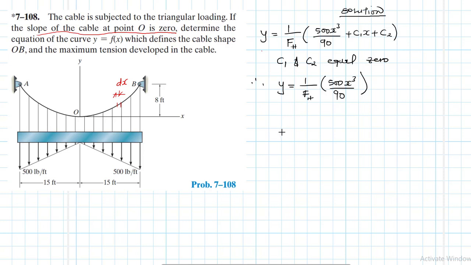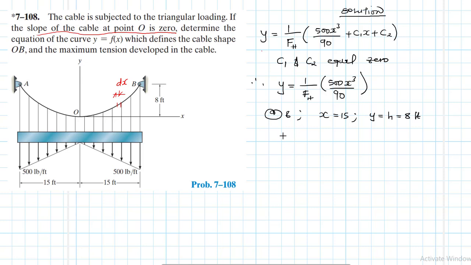Right. So what is this FH? This FH, we are going to use another boundary condition at B. At point B, we know that x is equal to 15, and therefore our y at that point is equal to h, which is equal to 8 feet. So with this information, we can plug it in there.